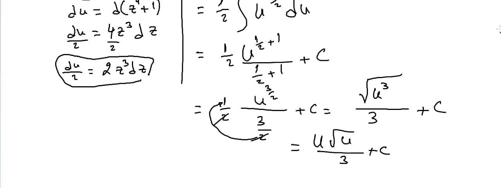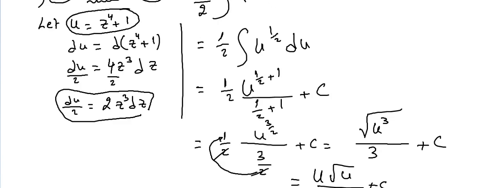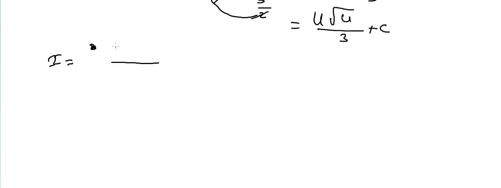But don't forget, I almost did, we have to change it back. The integral is equal to u. We supposed u to be z power 4 plus 1. So we change it again to z power 4 plus 1, radical z power 4 plus 1, divided by 3, plus this constant c. And that's it.